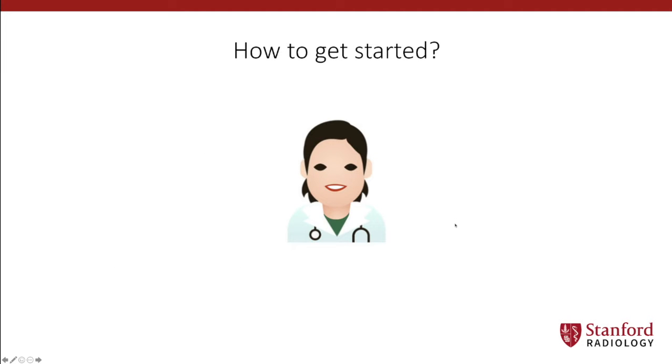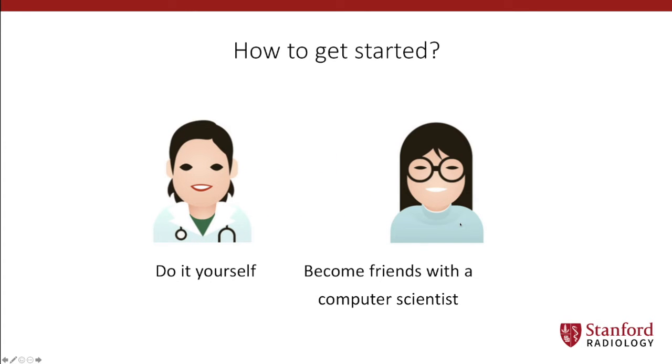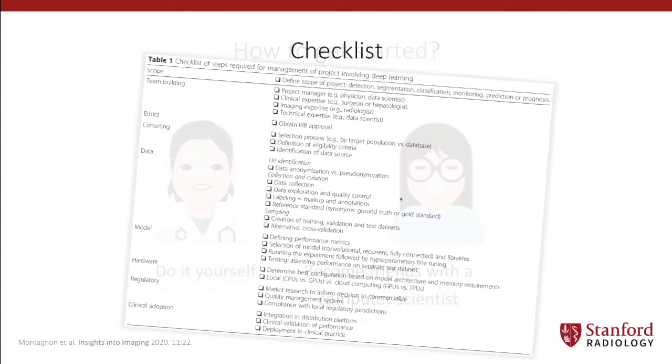So how do you get started? Well, the easiest way is just to become friends with a computer scientist. Another way to get started is to do everything yourself. But during this talk, I'm going to talk about the more professional way, building a team and doing everything according to the book.